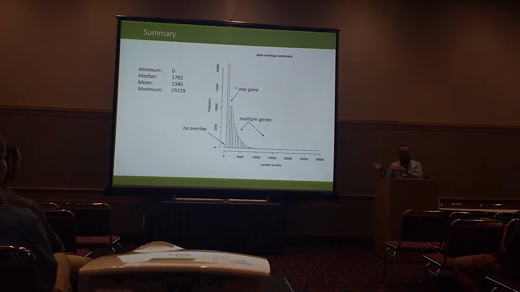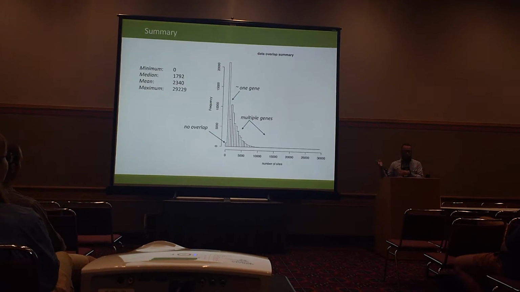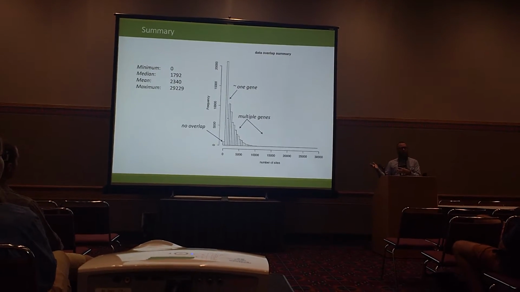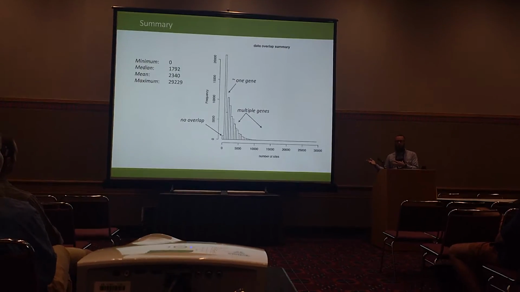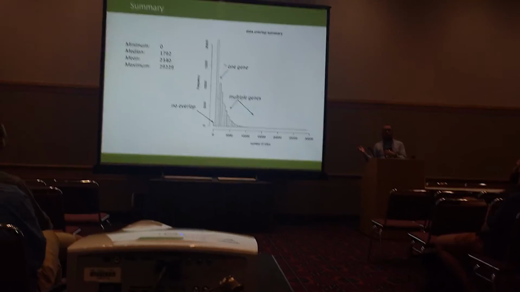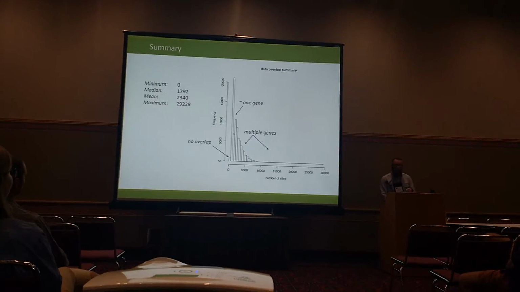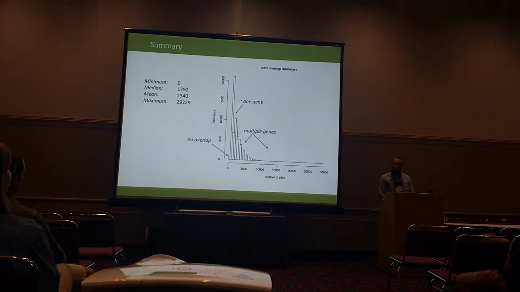And this is the number of nucleotides. So 1,700 is the median. That's roughly one gene, maybe 2 genes. So most of the data overlap here is 1 or 2 genes. There are some that are quite large. You can see they're 29,000.